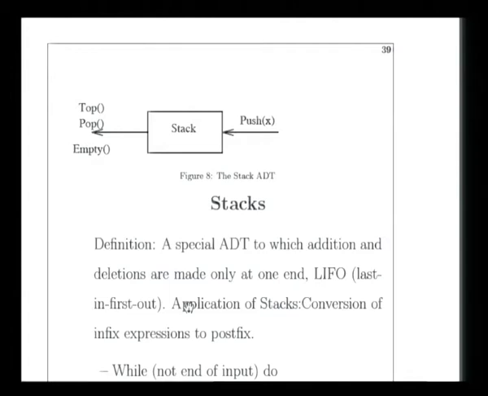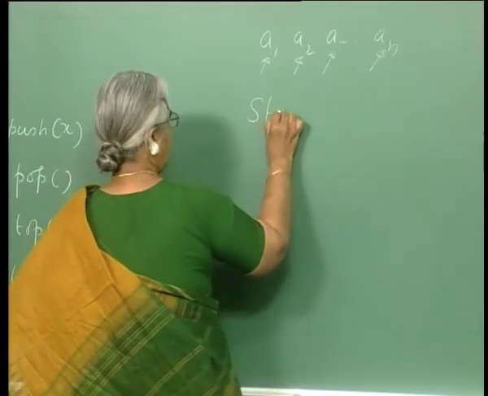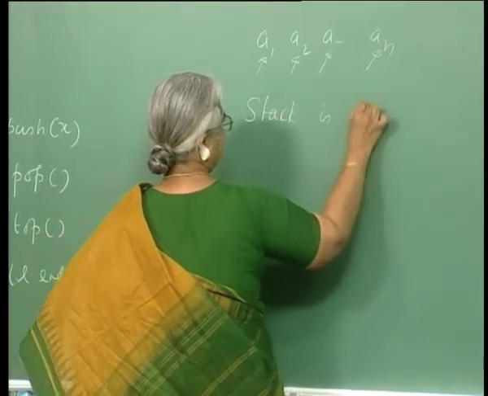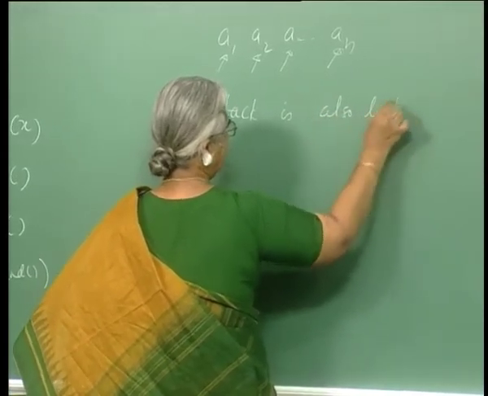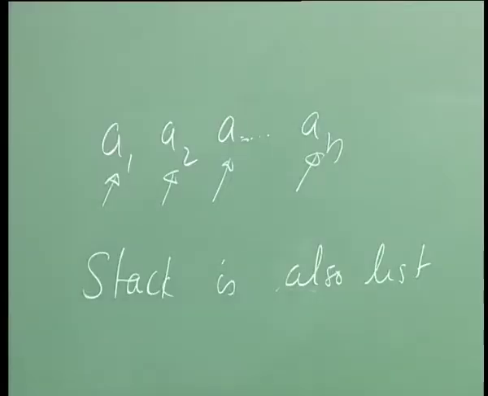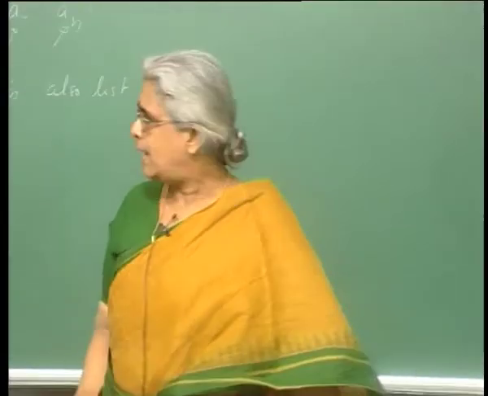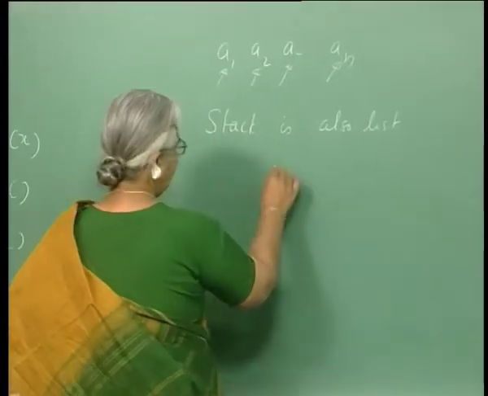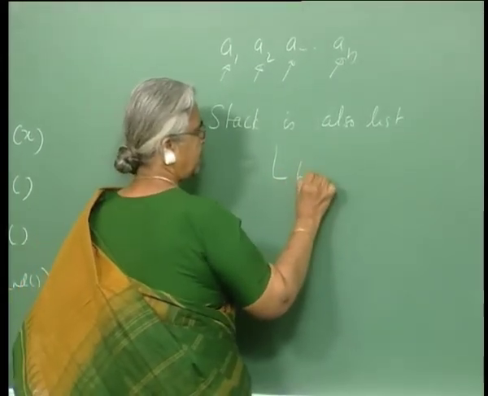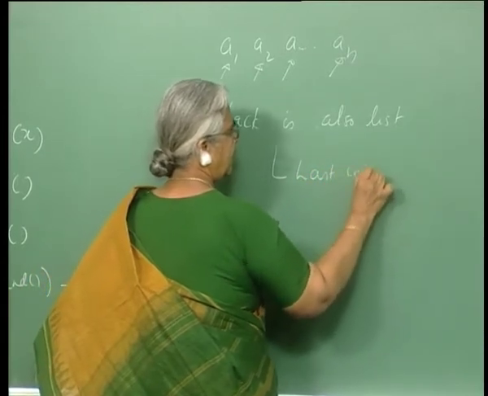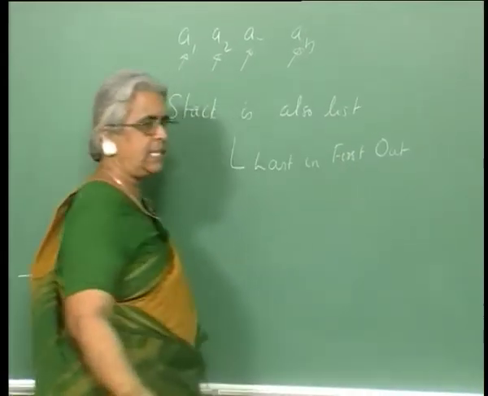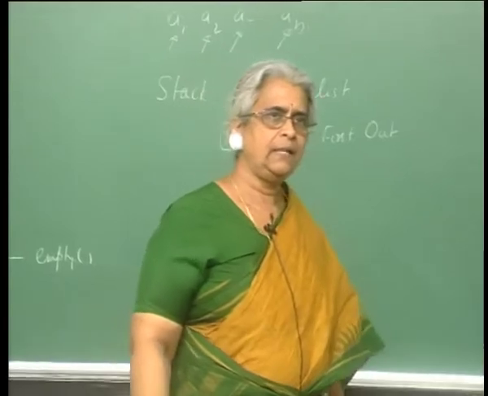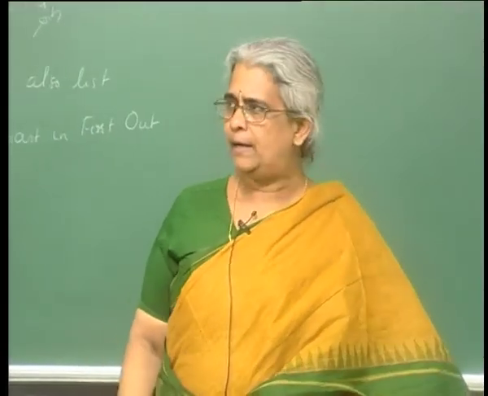Now next, what we're going to talk about is a different type of ADT called a stack. What is a stack now? A stack is also a list, but it has a fundamental difference. It's a special type of list ADT, and the difference in the stack is that it operates on the principle of what is called last in, first out. What is the meaning of this? That is, the last element which enters into the list is removed first. This is called a stack.